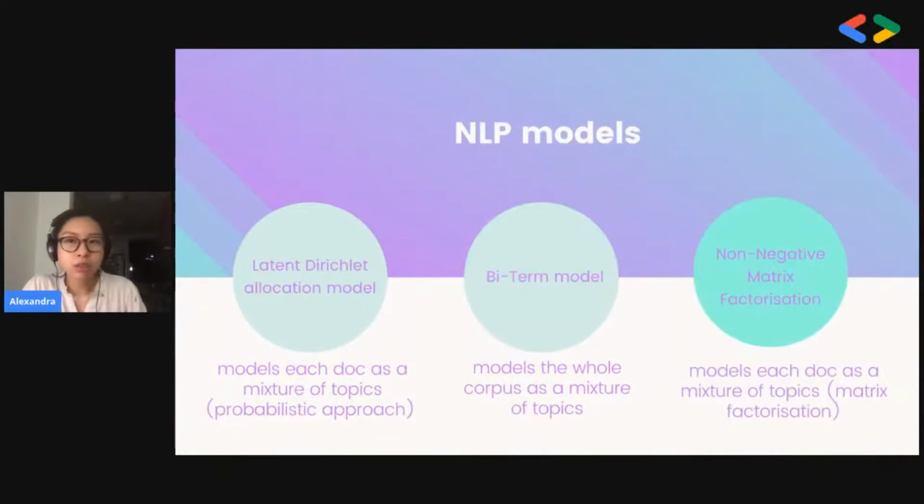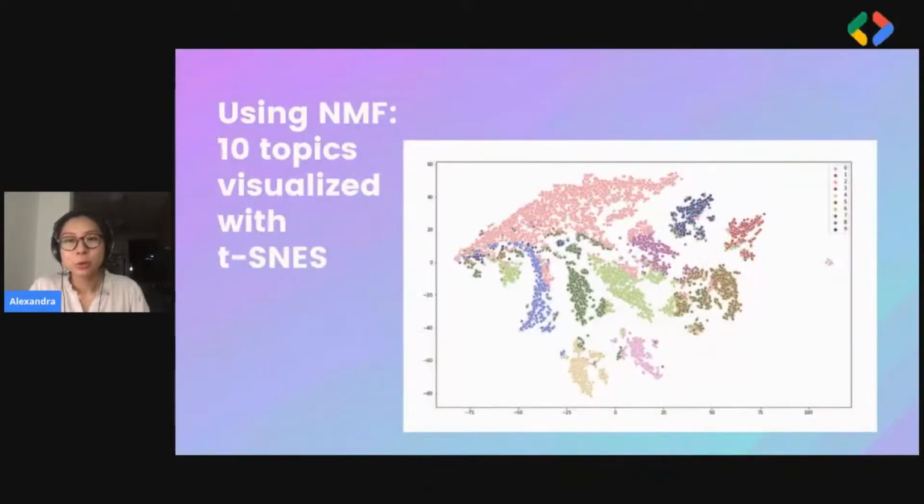And then another model is the Non-Negative Matrix Factorisation model. And essentially what we're doing is that we're treating this as an optimization problem using linear algebra. So it also sees the document, the tweet, as a mixture of topics, but it uses a different mathematical framework. And usually it's a bit faster to run.